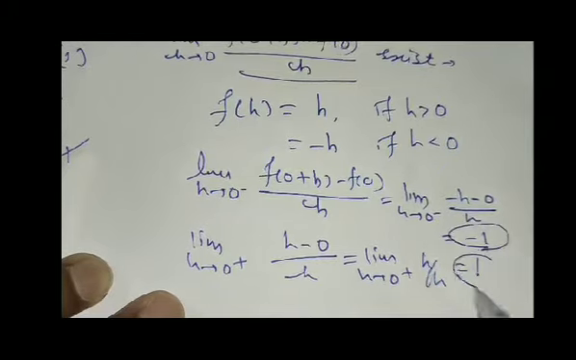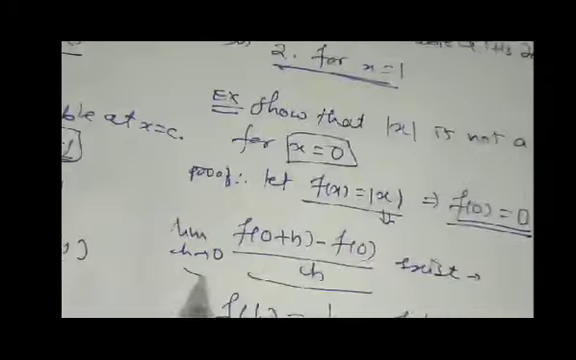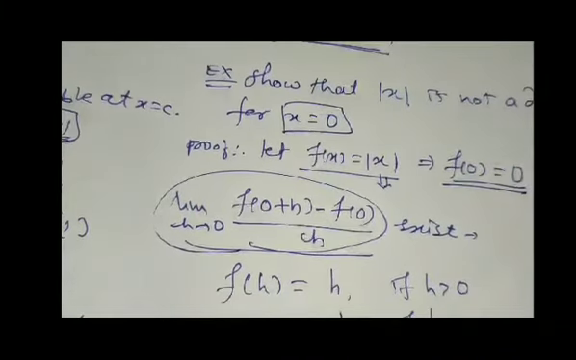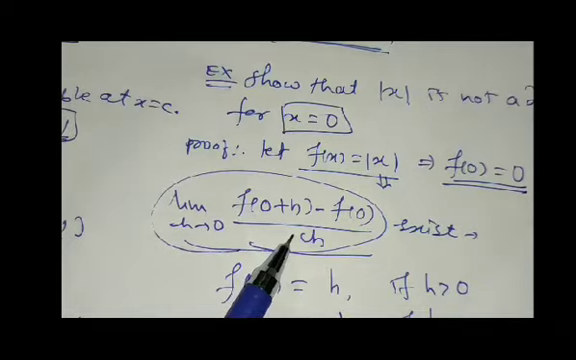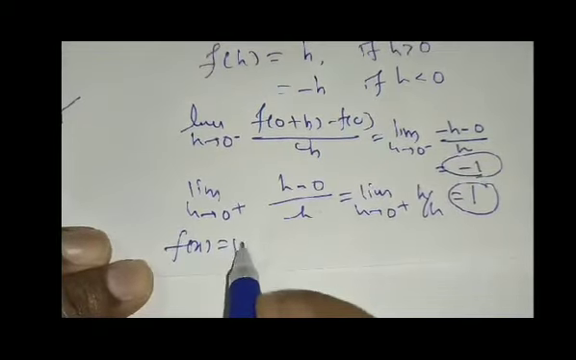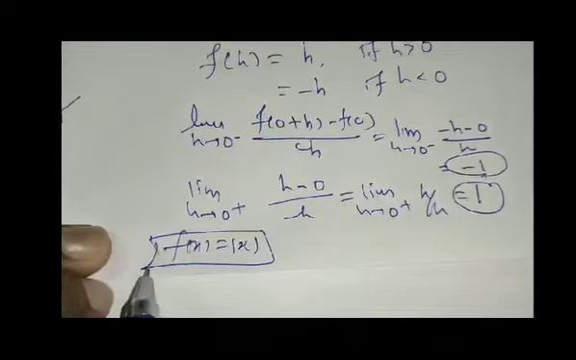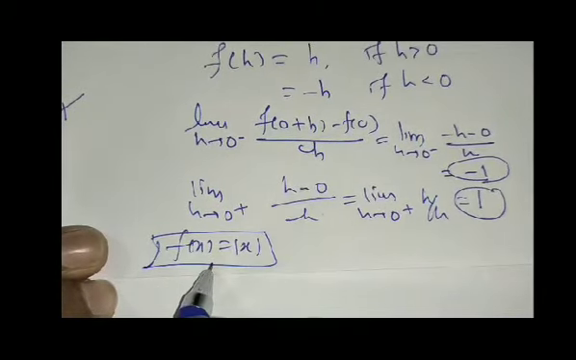So here the left hand limit and right hand limit are distinct, and therefore this limit does not exist. And this limit does not exist, that means the function f of x equal to mod x is not derivable, and we cannot find the derivative of that function.